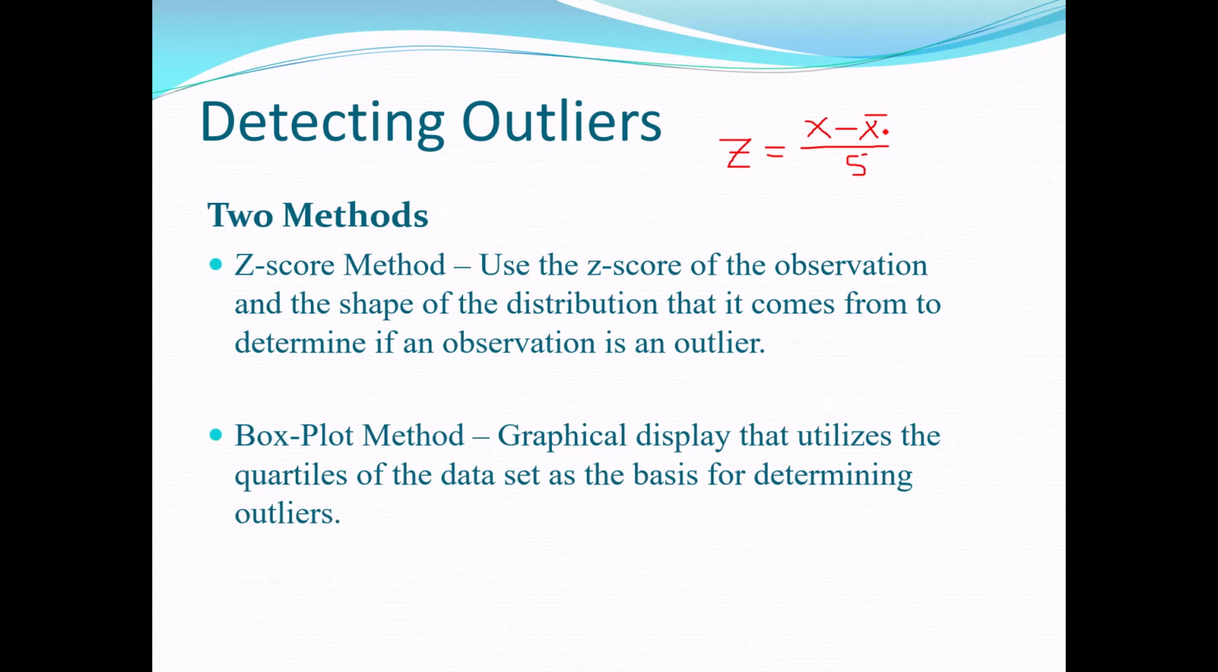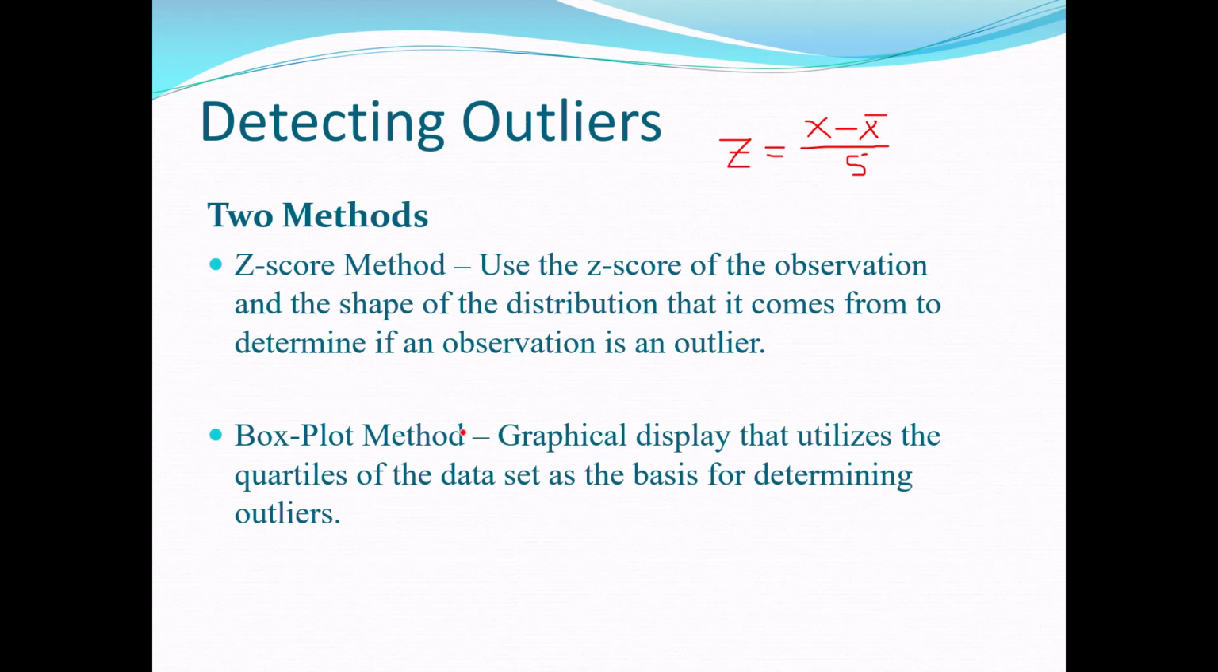X bar, as we've already talked about in an earlier video, is the mean, and it can be influenced by the outliers that we're trying to detect. So if you have a very skewed distribution, the outliers are drawing the mean towards them. They're also making the standard deviation bigger. So both the mean and the standard deviation are affected by the outliers that we're trying to identify here.